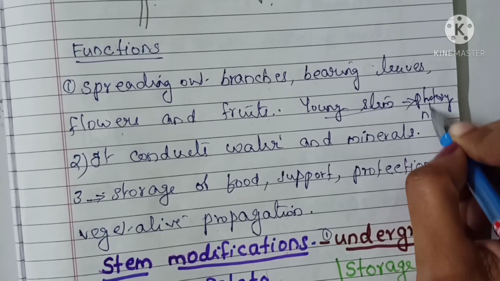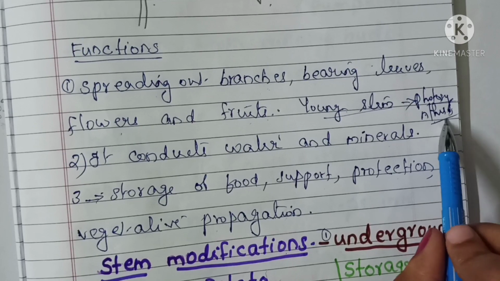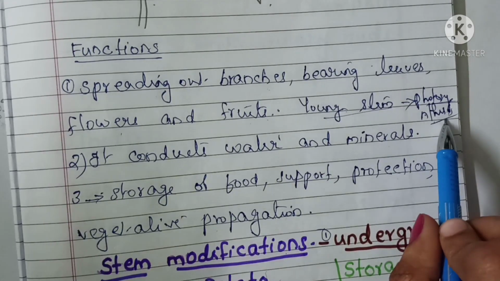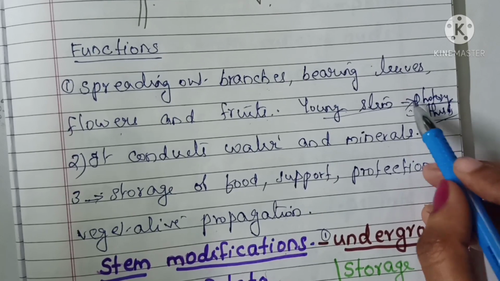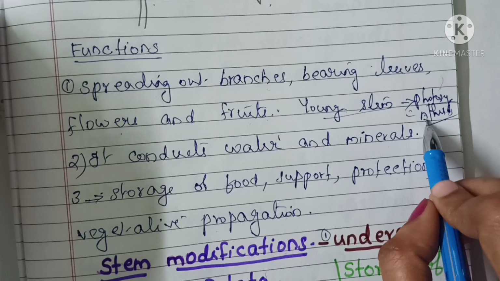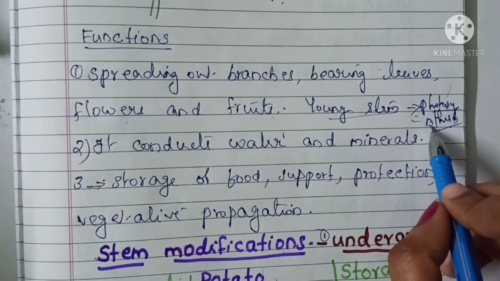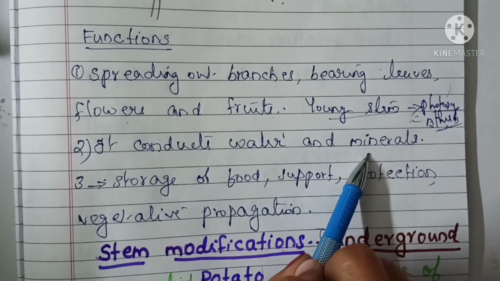So you know the young stems are green in color. You have seen many stems which are green in color, not in trees, but in small plants. If the stem is green, it contains chlorophyll and carries out photosynthesis. So another function of stem is photosynthesis. The next is it conducts water and minerals.